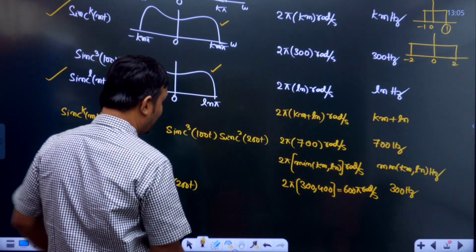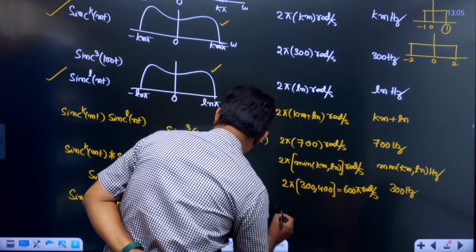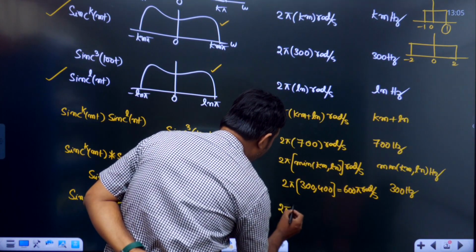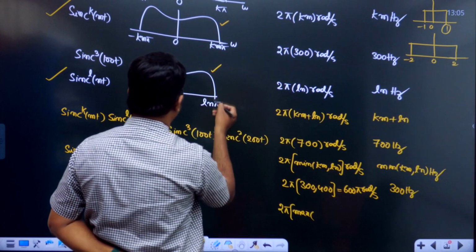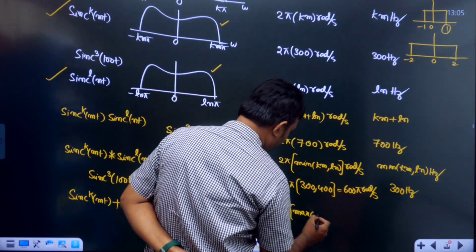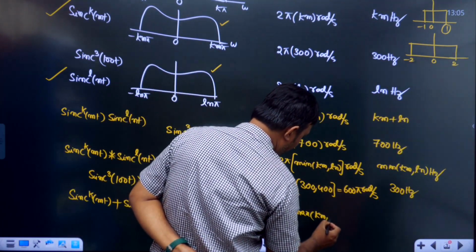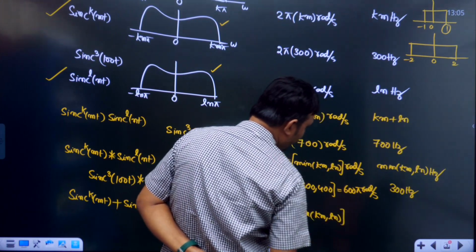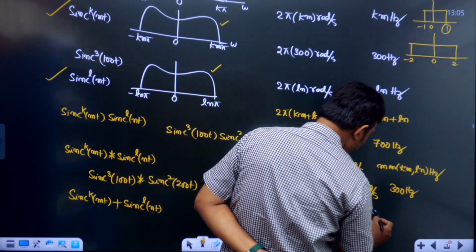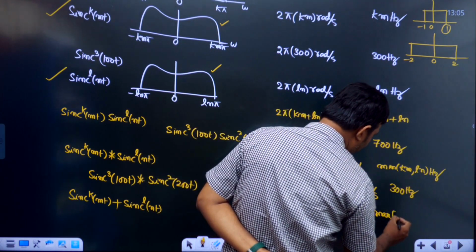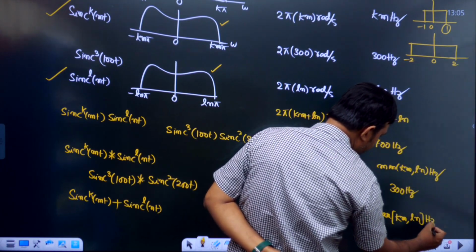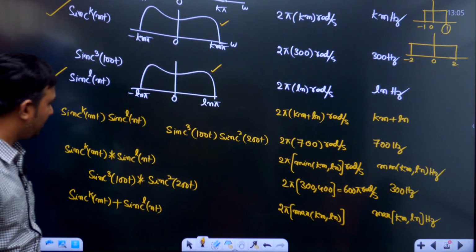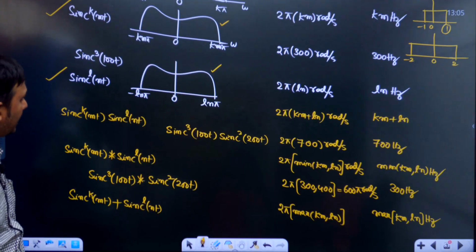So here I can write 2 pi times the maximum of these two, Km comma Ln. So in terms of hertz, the maximum of Km, Ln hertz. Right?